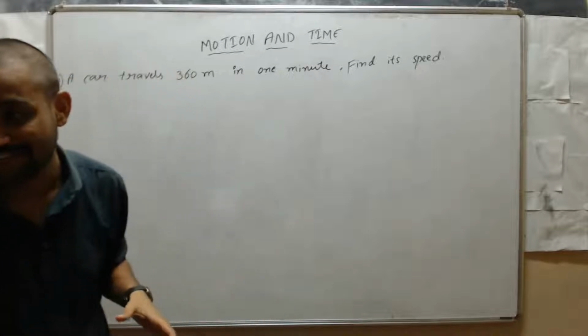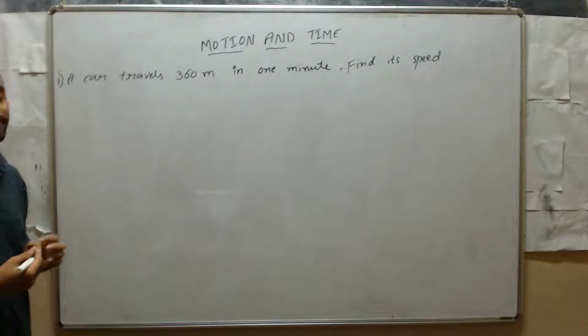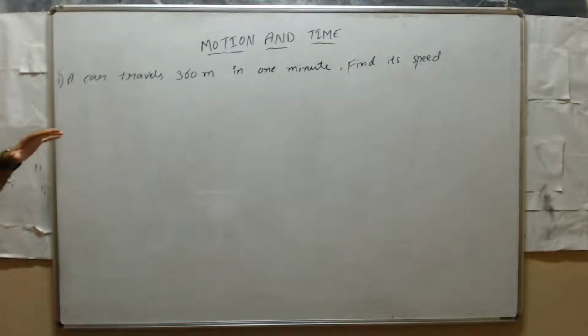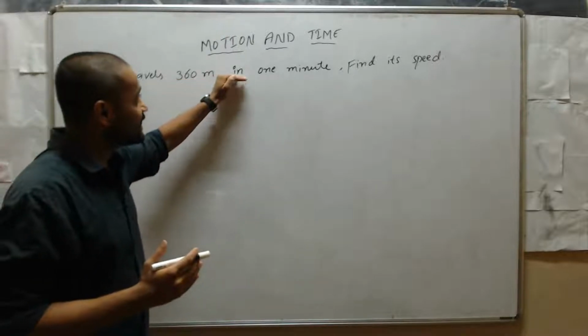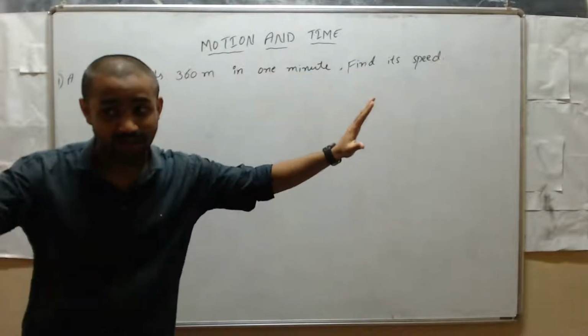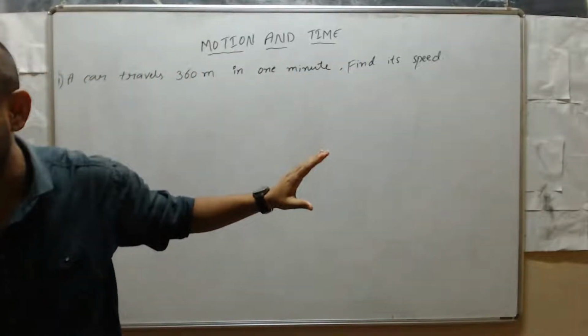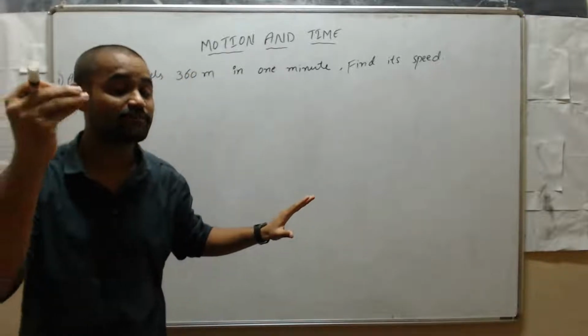First question we have, students: a car travels 360 meter in 1 minute. Find its speed. You have to find the speed and comment in the comment section or in the live chat. Before that, I will ask you some questions.